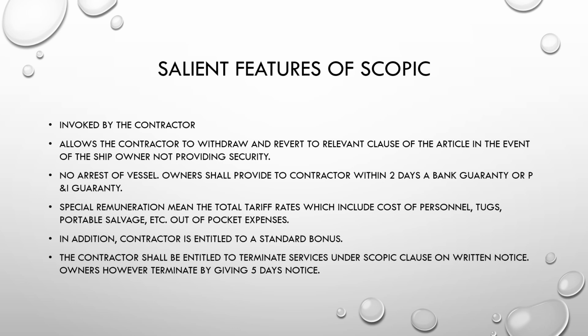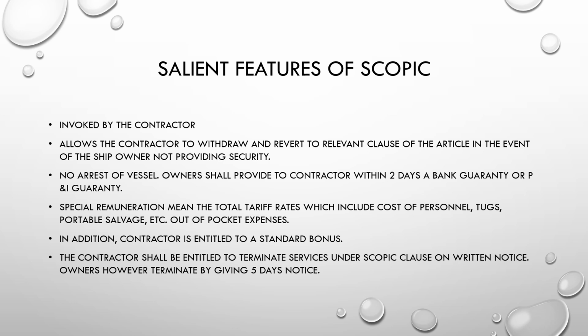It allows the contractor to withdraw and revert to the relevant clause of the article in the event of the ship owner not providing the security or compensation. No arrest of vessel takes place under this clause. Owners shall provide to the contractor within 2 days a bank guarantee or a P&I guarantee. P&I refers to Protection and Indemnity Club, which is an insurance club.